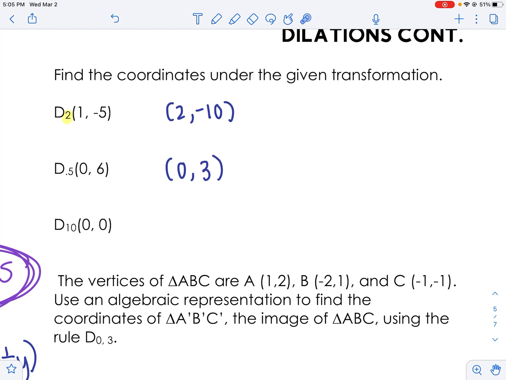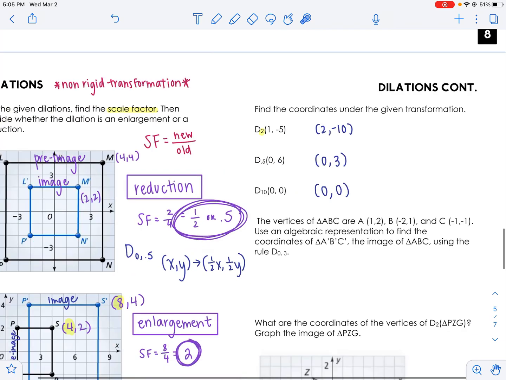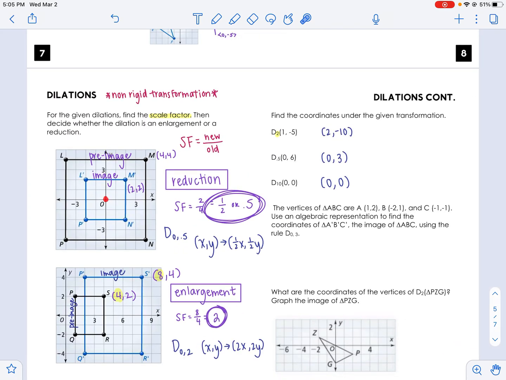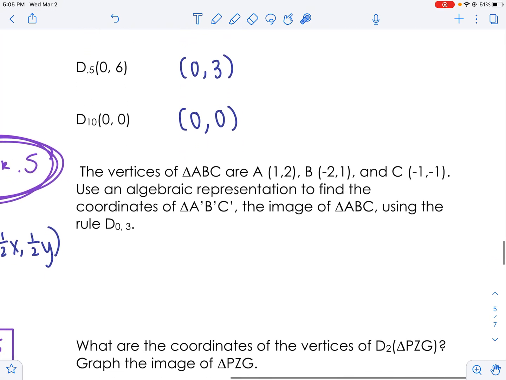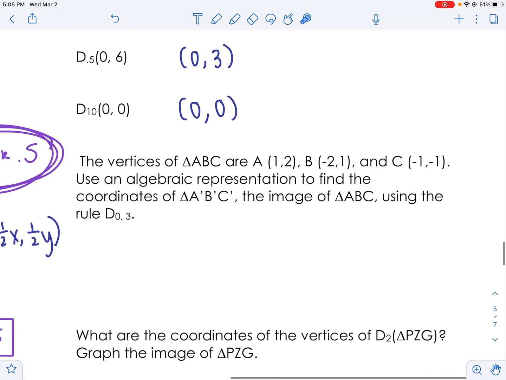And then for our next one, it has a really big scale factor of 10. That would be an enlargement. That would be 10 times the size. But if you have the point 0, 0, well, what's 0, 0 times 10? It's still just 0, 0. And that's typically because we use the center of our dilation as our center, and so that center wouldn't be changing. So if you have 0, 0 and you dilate it, you shrink it, enlarge it, reduction, it would still be 0, 0.